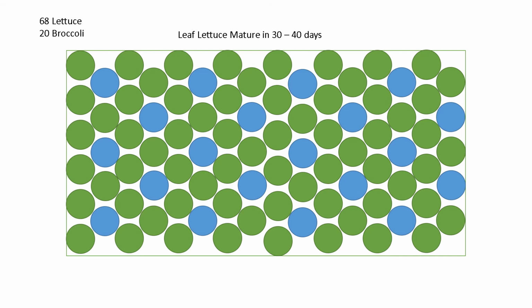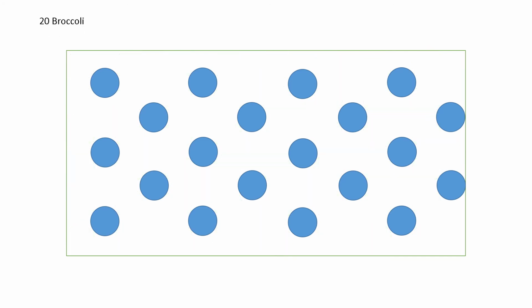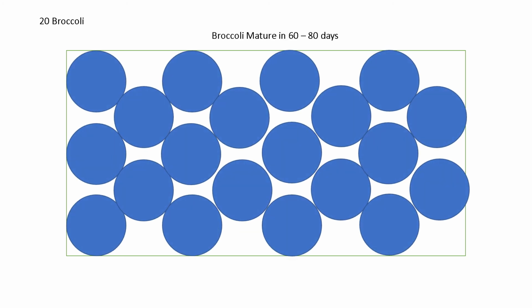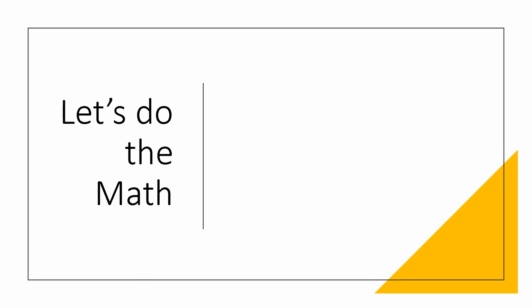And within about 30 to 40 days, your lettuce is ready to harvest, and you actually remove the lettuce completely. And then what you're left with is just your 20 broccoli plants. And then as those grow, they have plenty of space now to mature, and they'll take twice as long to mature, and it's only when they're in the mature phase that you start to harvest from them. So within the same amount of space, you can sneak in a lettuce crop and still have enough space for your broccoli to grow. So let's look at the math.